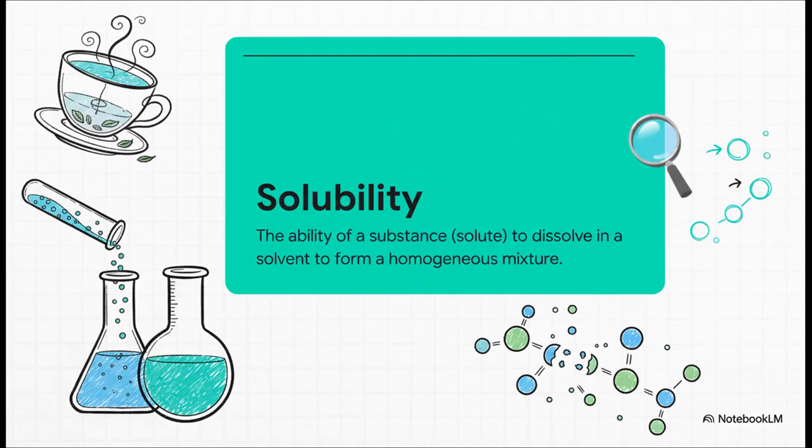The answer to our whole tea problem comes down to this one word: solubility. It's just the scientific term for the ability of one thing, the solute, to totally dissolve into another, the solvent, and create a perfectly uniform mixture. This really simple idea is the absolute key to understanding our tea mystery, and as you'll see, so much more.